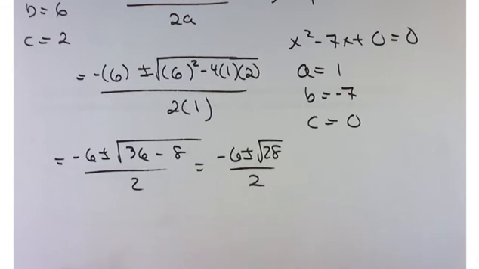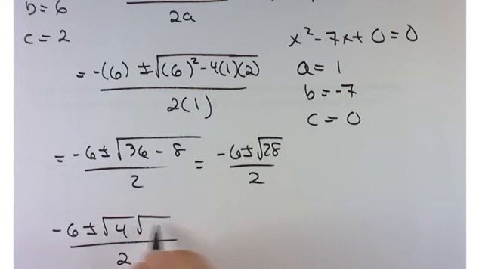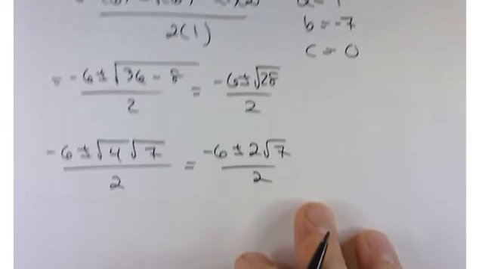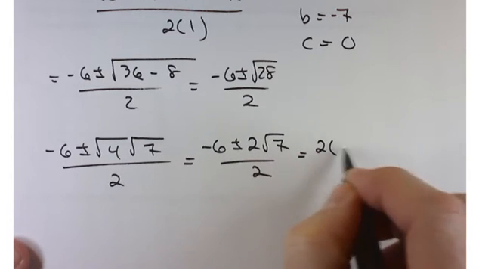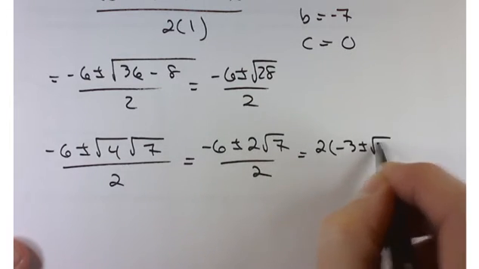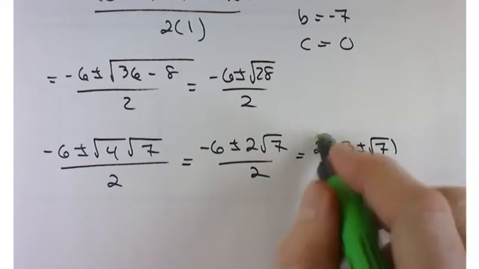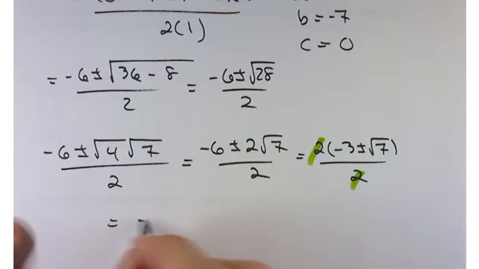Square root of 28 can be broken up. How would you split up 28? Good, 4 and 7. So it's negative 6 plus or minus 2 square roots of 7 over 2. And something special happens when we do this one. If you factor out the 2, you're left with negative 3 plus or minus the square root of 7 over 2. And wow, those cancel. Completely get rid of that denominator. You're left with negative 3 plus or minus the square root of 7. Yay.